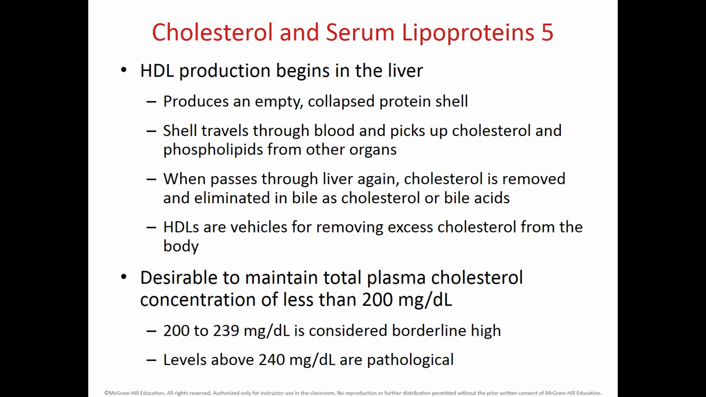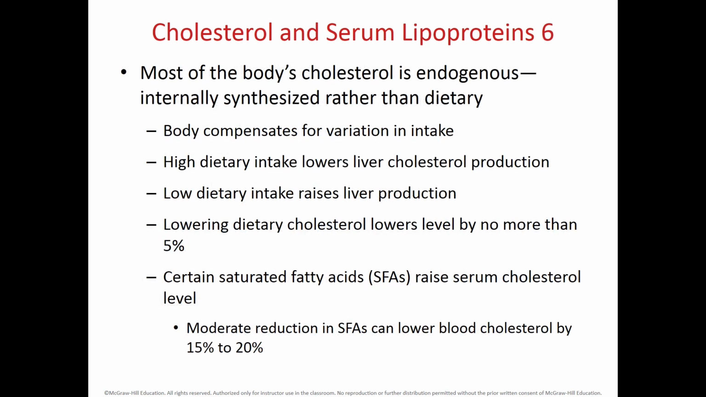Now, the concentration of plasma cholesterol is supposed to be less than 200 milligrams per deciliter. If someone has between 230 and 239, it is going to be borderline high cholesterol, and if someone has greater than 240 milligrams of cholesterol in their bloodstream, this is going to be pathological because it can clog our arteries, so it can form plaques, and then you can have a myocardial infarction.